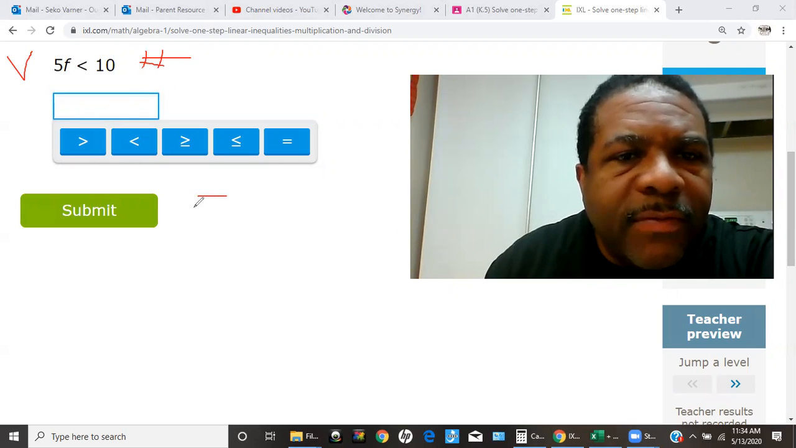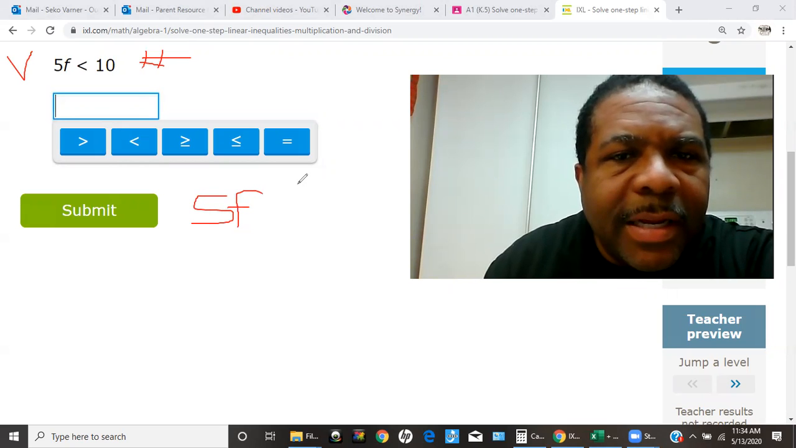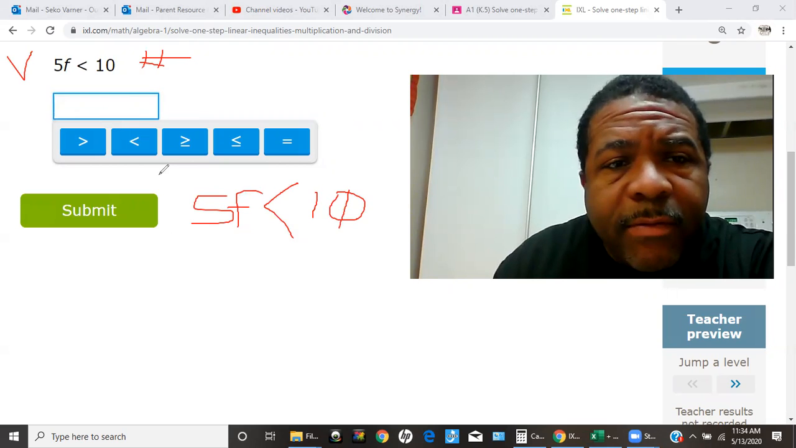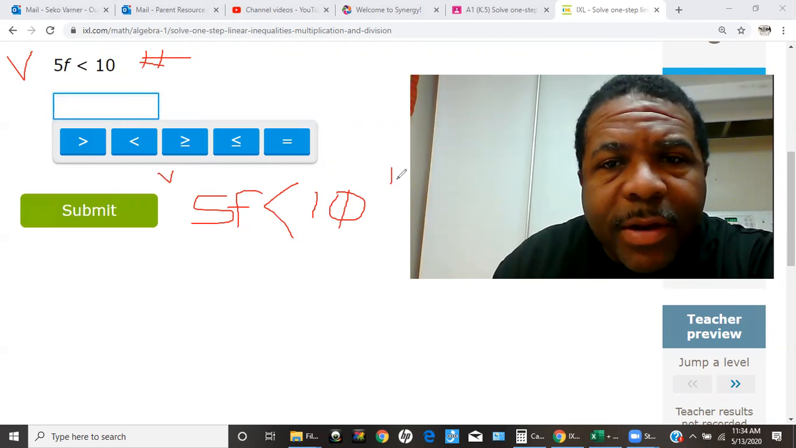So the problem is 5f is less than 10. Okay, so 5f is less than 10. We want to have the variables on this side. We want to have the numbers on this side, right?